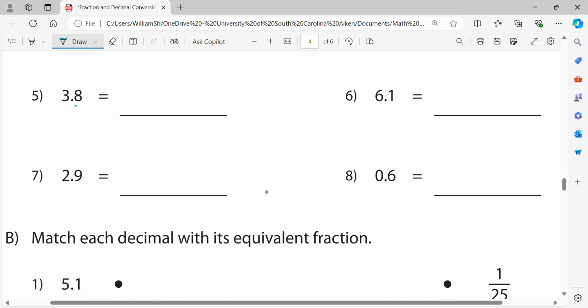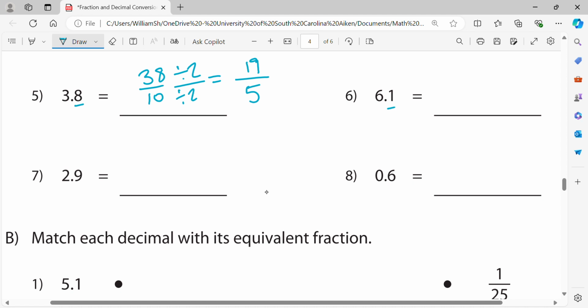3.8. My furthest decimal is in the tenths place. So this is going to be 38 over 10. You can reduce this one. These both have a common factor of 2. So we are going to reduce our fraction here. 38 divided by 2 should give us what? 38 divided by 2 should give us 19. And 10 divided by 2 should give us 5. So we have it in simplest form.